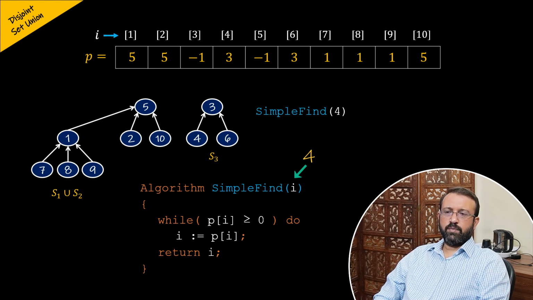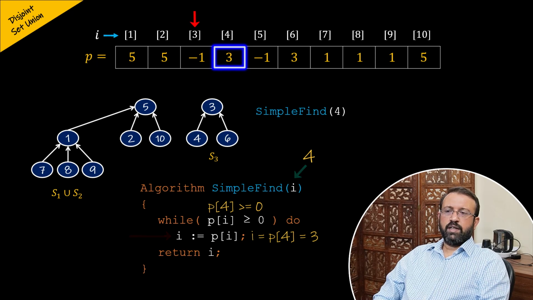Then in the algorithm, we have the while loop with the condition P of I greater than or equal to 0. That is P of 4, since I is 4, greater than or equal to 0. Now P of 4 stores the value 3, which is greater than or equal to 0. So since the condition in the while loop is true, the statement I assigned P of I will be executed. Now, since P of 4 is 3, the value 3 will be assigned to I. Then the while loop condition is checked, that is P of I, which is P of 3, since I is now 3, greater than or equal to 0.